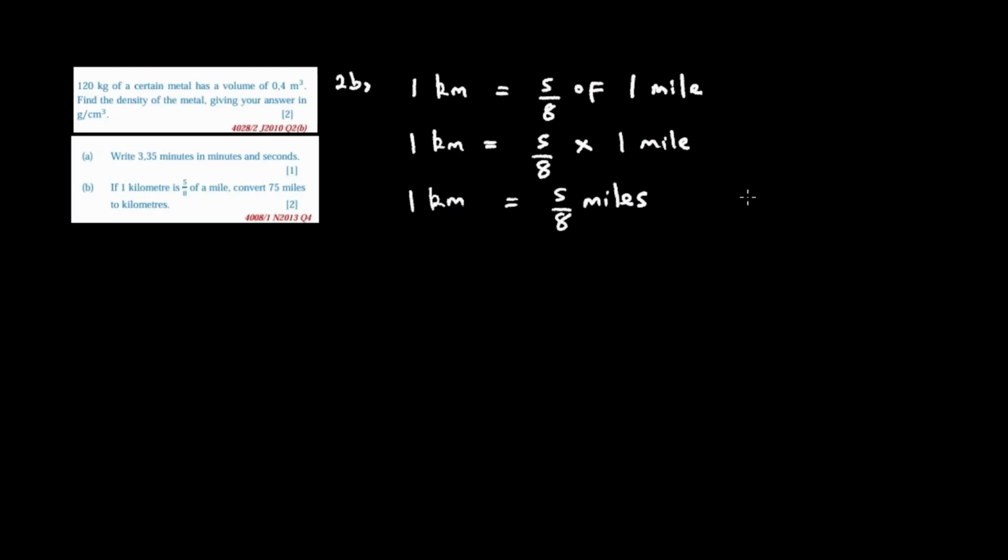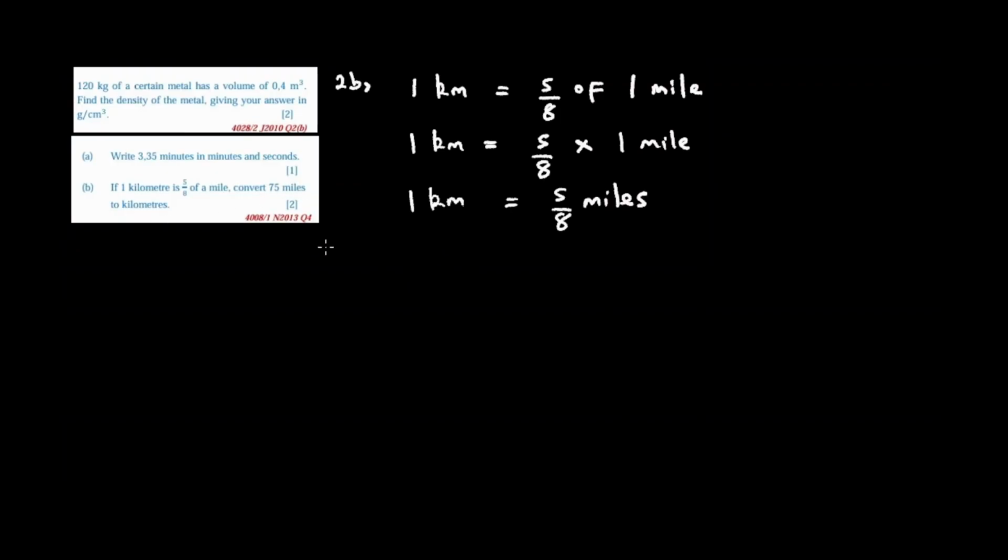Like that. So that is the statement I wanted to show you. The question says 1 kilometer is 5/8 of a mile, which is just a rhetorical way of confusing you. So if 1 kilometer is 5/8 of a mile, it simply means 1 kilometer is equal to 5/8 miles. Okay, then convert 75 miles to kilometers.